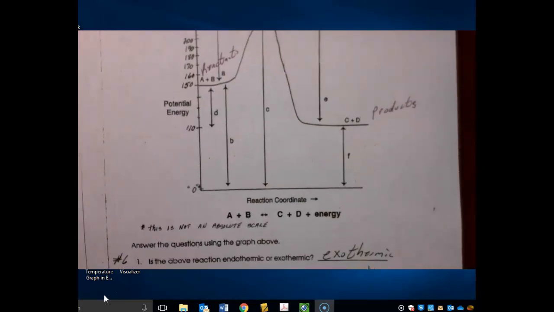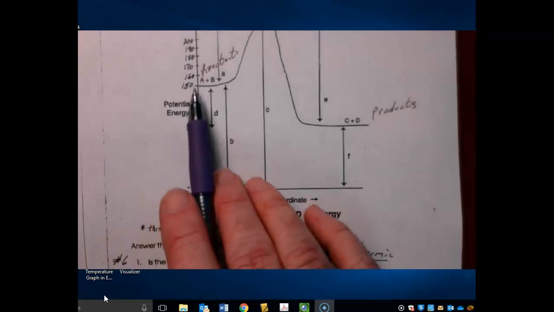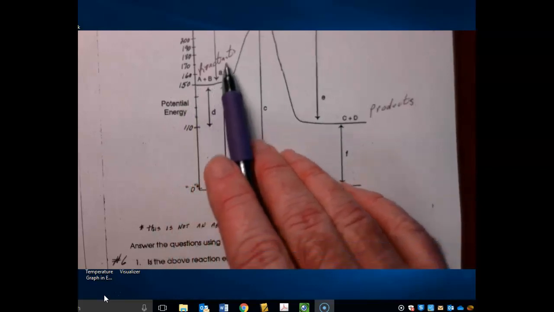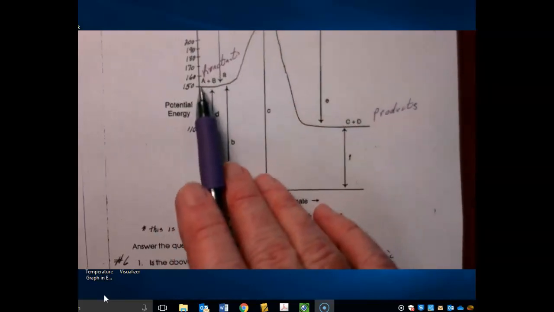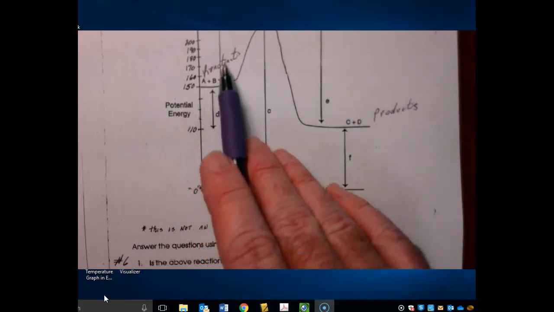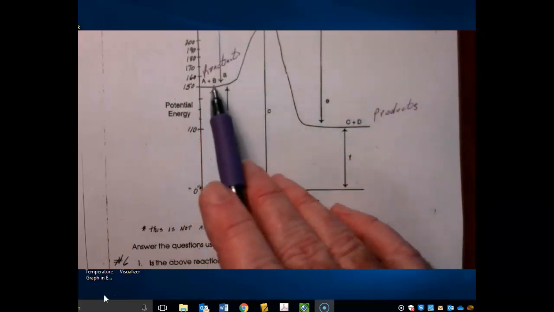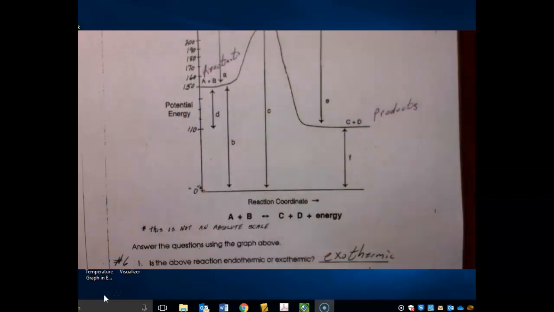Then number 11 on your quiz said: what letter represents the activation energy of the forward reaction? The activation energy is the difference between the reactants, where you're starting, and this hump that you have to get over. So that distance would be represented by this letter A here. So A represents the activation energy of the forward reaction.